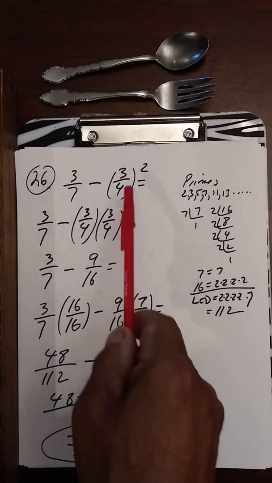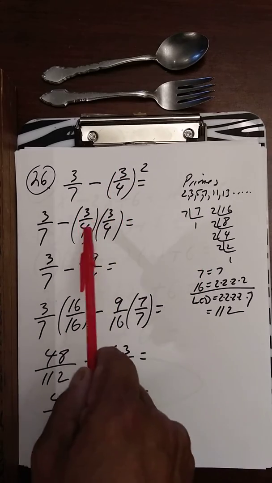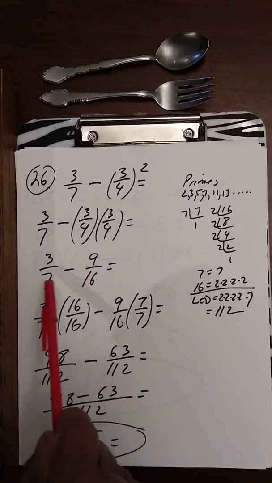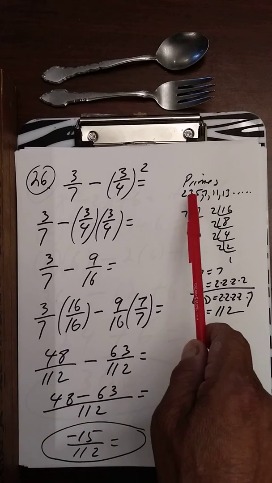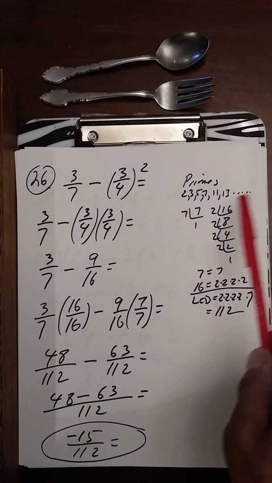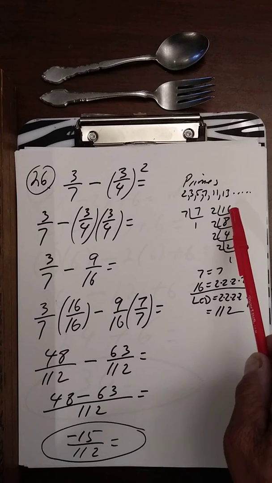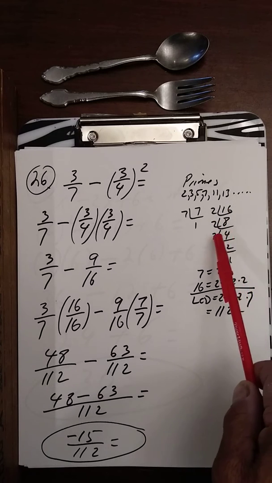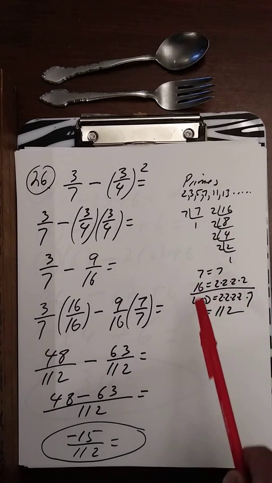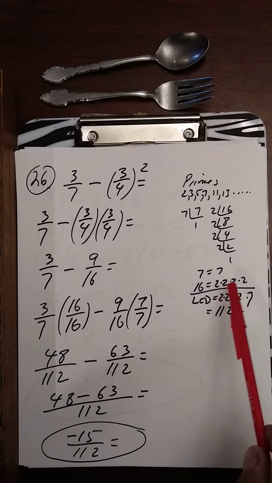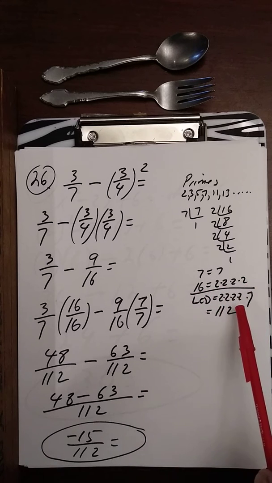Three sevenths minus three fourths squared. Well, 3/4 squared is going to be 9 over 16. Now this, let's go over here. Prime numbers: 2, 3, 5, 7, 13, and so on. 7 divided by 7 is 1. 16 divided by 2 is 8, 8 divided by 2 is 4, 4 divided by 2. So we have 7 is 7. 16 is 2, 2, 2, 2. So 2 times 2 times 2 times 2 times 7 is the LCD, which is 112.